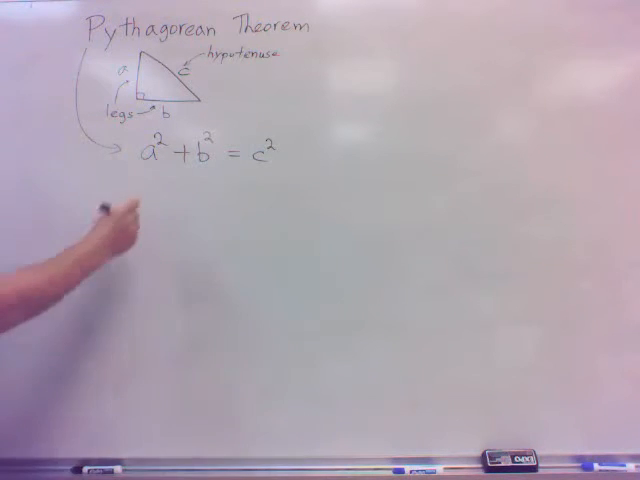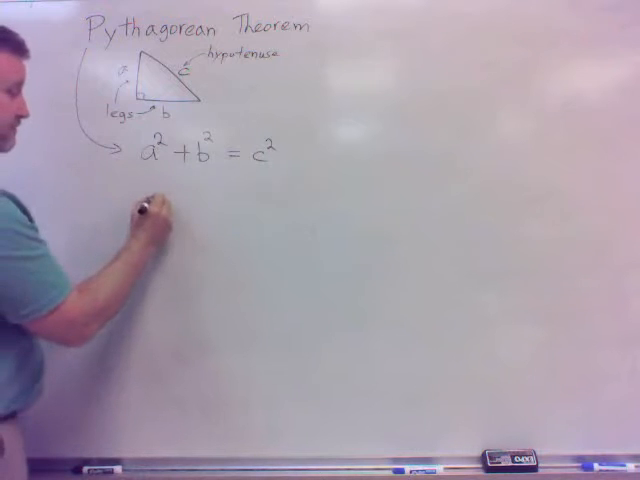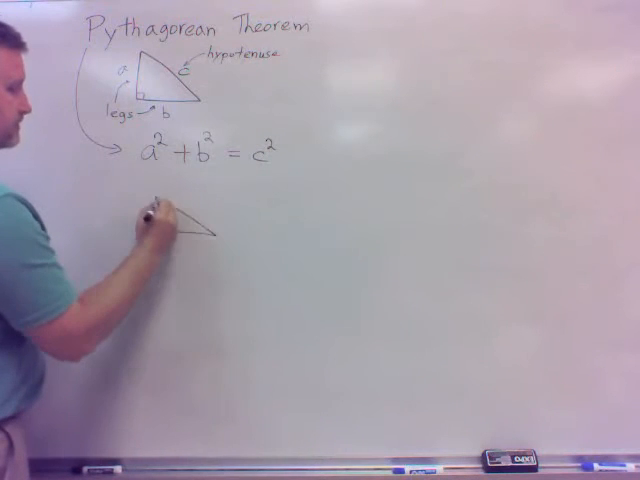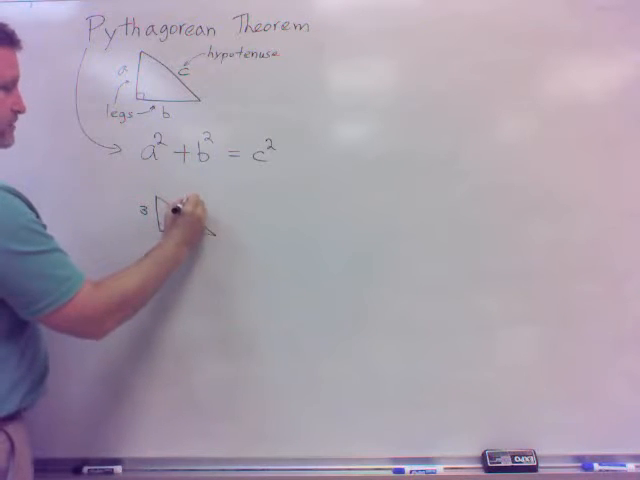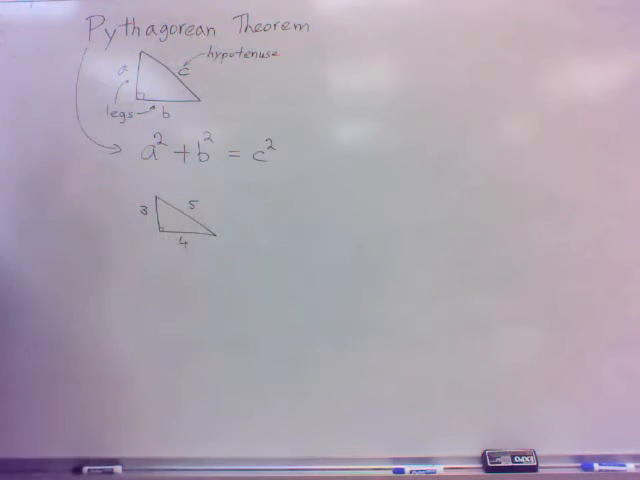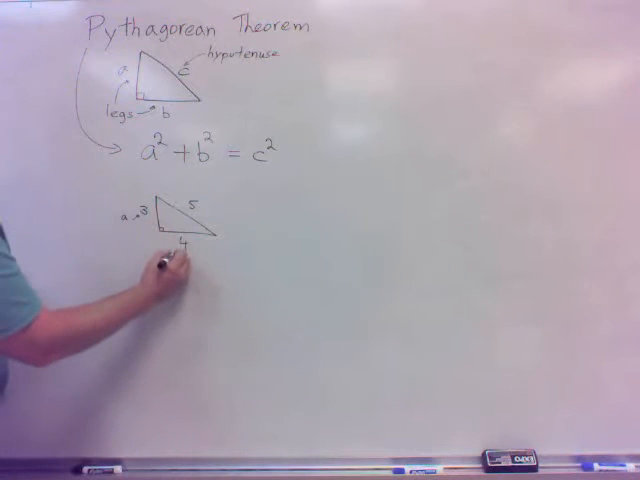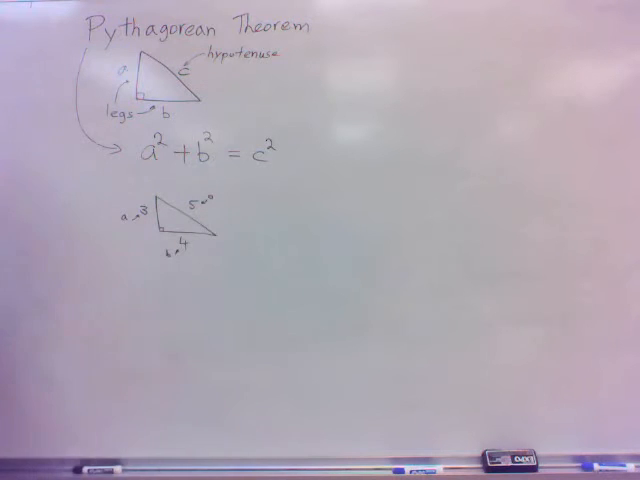Probably the most famous of the right triangles is the 3, 4, 5 right triangle. If one leg is 3, the other leg is 4, then the hypotenuse is 5. And yeah, that is a famous one, if you will. Here I've got A is 3, B is 4, and C is 5. Note that A plus B doesn't equal C. A plus B would equal 7.